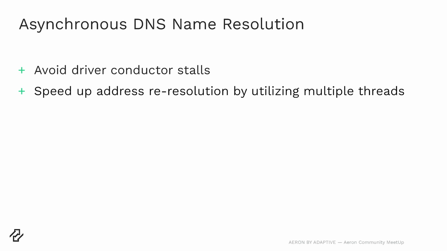So adding the subscription or publication will not get faster. I mean, it's still bound by the DNS name, but the driver conductor thread is not bound by this time. And that hopefully will solve quite a bunch of issues for all of you. If you've been using Aeron, that's one of the big ones.